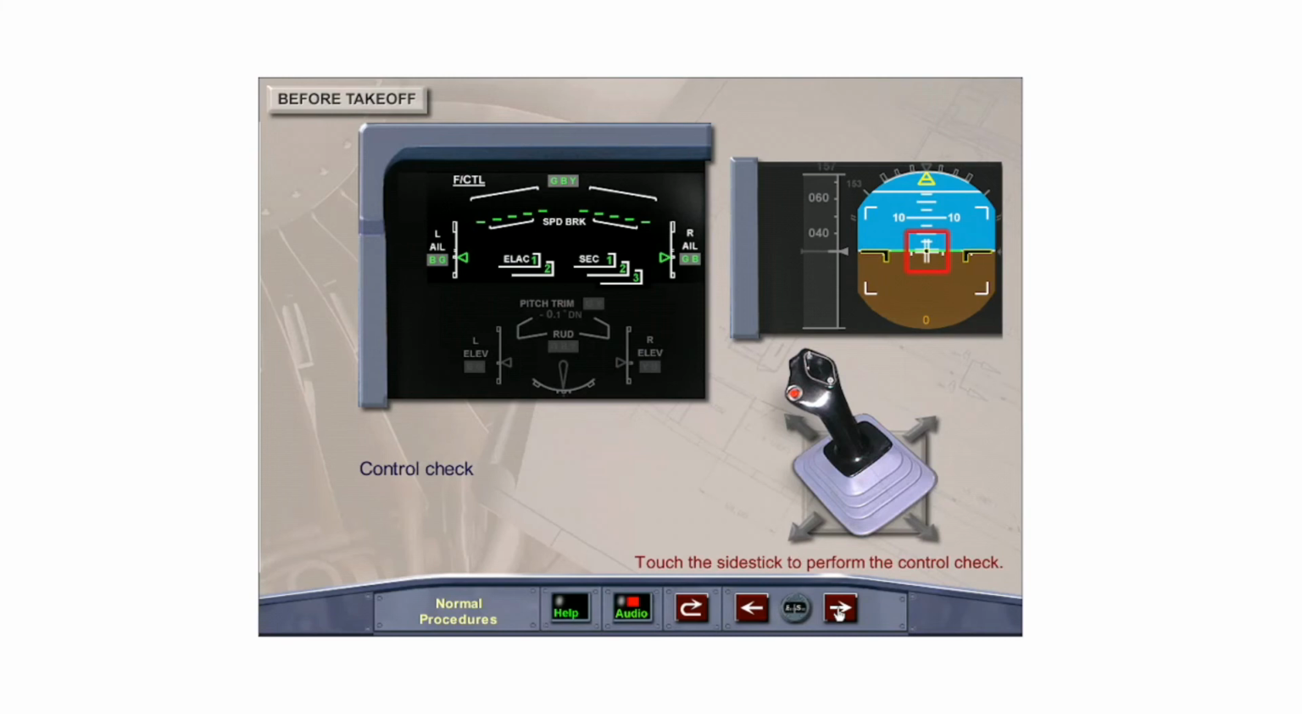Note, when moving the side stick during the control check, do not move the side stick any faster than required for an aggressive flight maneuver to minimize component wear. This is particularly important during extremely cold conditions. Touch the side stick to perform the control check.